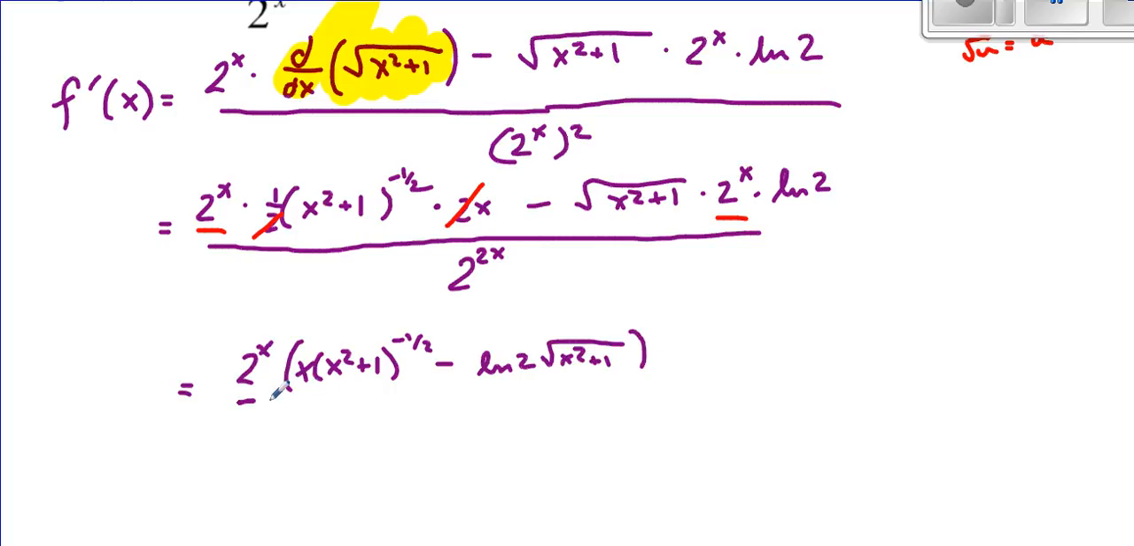And I'm going to go back to the bottom. This is the reason we shouldn't square things out, is 2 to the x squared. And now that 2 to the x is a factor, I can cancel this out with one of those. And so that's also a good answer, cleaned up a little bit.